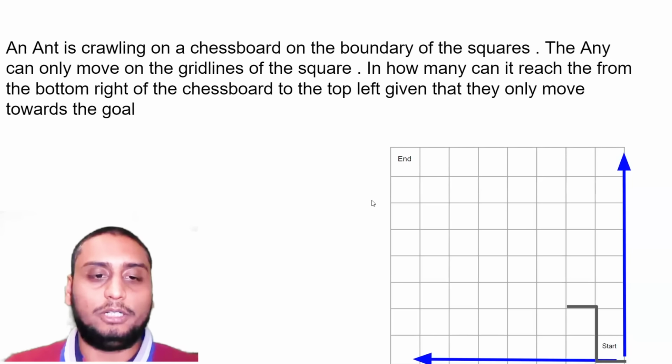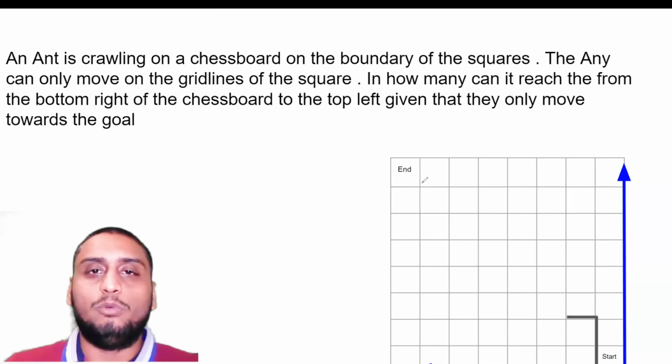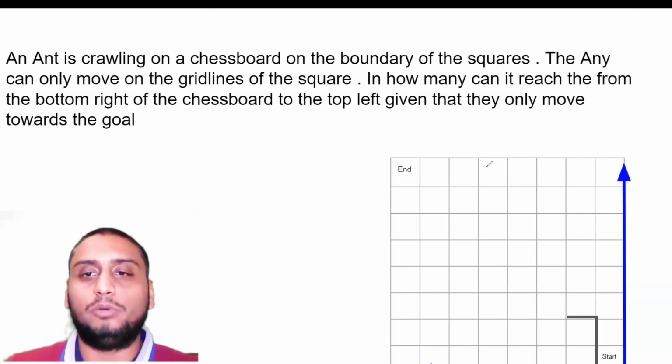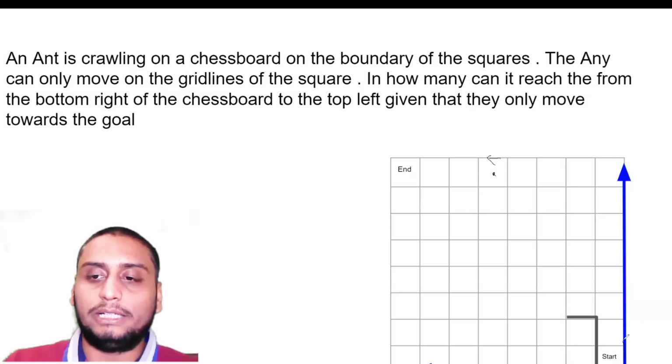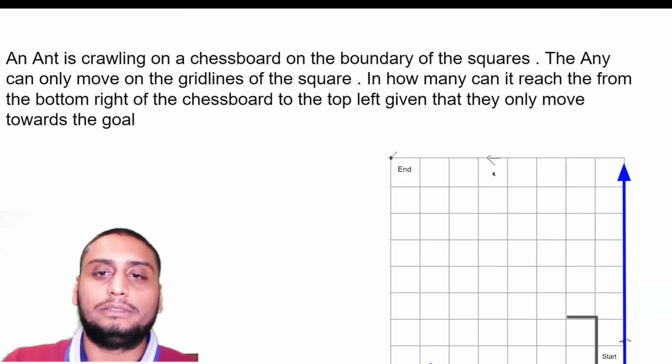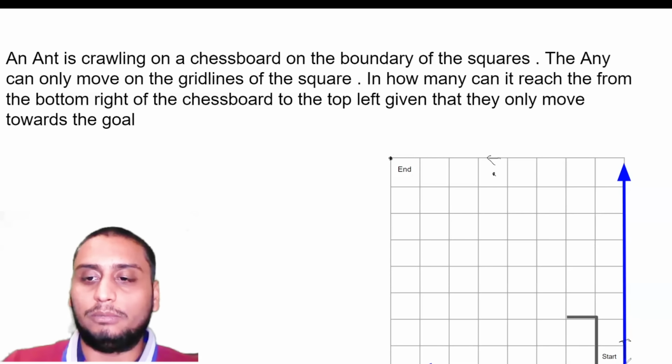So I'll just describe it to you. An ant is moving on a chessboard, and it can only move on the boundaries of the chessboard. That means it cannot go inside a box. It has to move through boundaries only. So it has to start from the bottom of the board and go to the particular point where I have written.